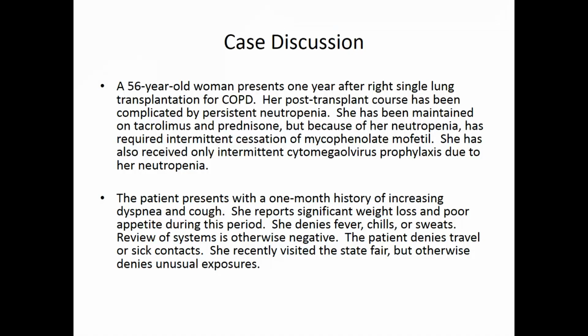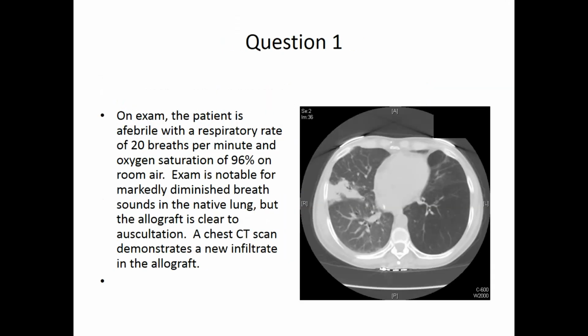She reports significant weight loss and poor appetite. She denies fevers, chills, or sweats. Her review of symptoms is otherwise negative, and she denies travel or sick contacts. She recently visited the state fair, but otherwise denies unusual exposures. Here you see her CT scan. On exam, she's afebrile. Her saturation is 96% on room air. Her exam is notable for diminished breath sounds in the native lung, but the allograft is clear. And a chest CT scan demonstrates a new infiltrate in the allograft.